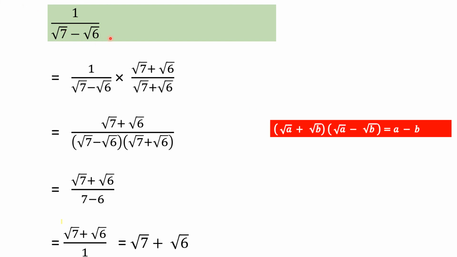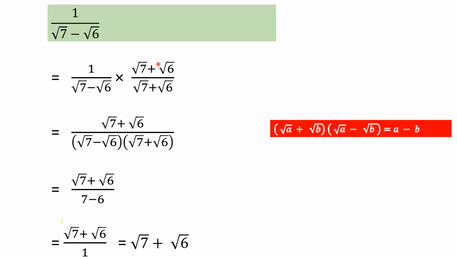Now let's rationalize this. Look here. We have 1 by root 7 minus root 6, right? So how do we rationalize this? Now 1 by root 7 minus root 6 will remain the same, and we take the conjugate of the denominator. What is the conjugate of the denominator? Root 7 minus root 6. So we have to change the sign, right? What is the sign? It is minus, so we have taken plus. So when we take plus, it becomes its conjugate, right? So what is the conjugate of root 7 minus root 6? It is root 7 plus root 6.